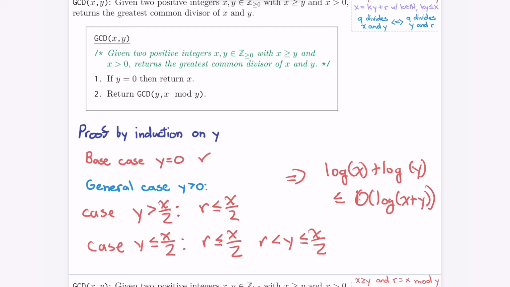Question: isn't log x plus log y the same as log of x times y? Yeah, they're all kind of equivalent up to a constant.